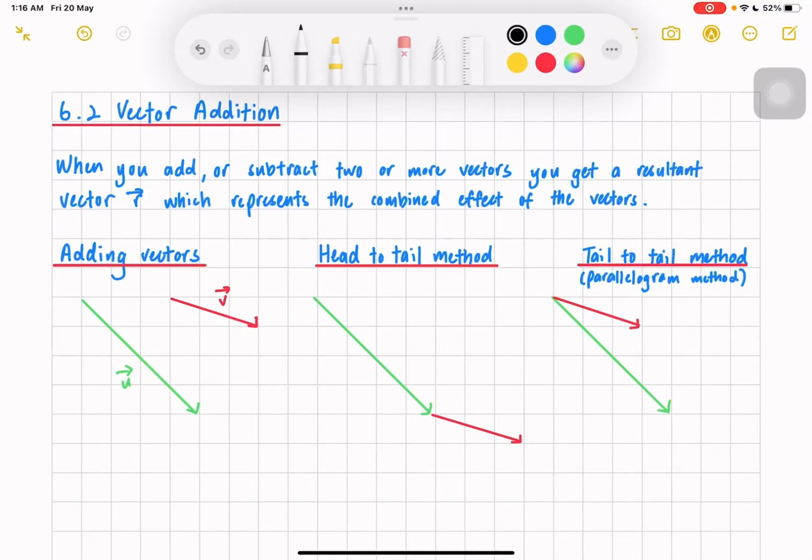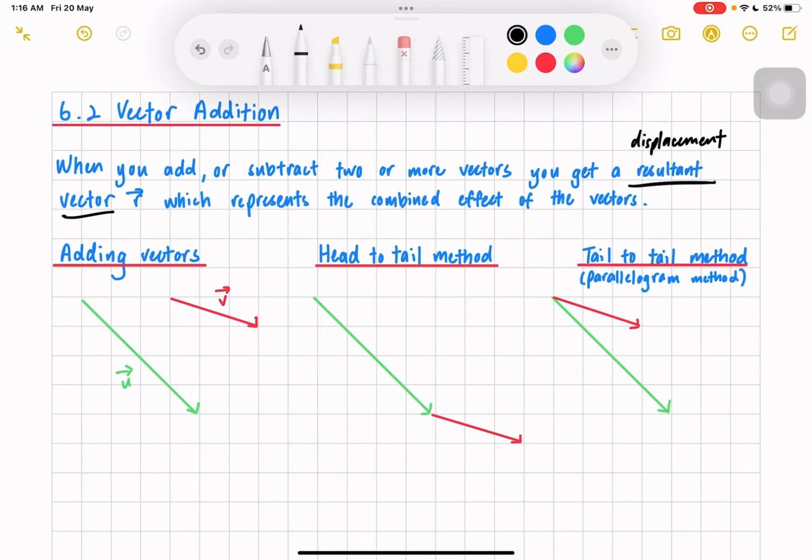6.2 Vector Addition. In this subtopic, we're going to learn how to add or subtract vectors. When you add or subtract two or more vectors, you get a resultant vector, vector r, which represents the combined effort of the vectors. The resultant vector is just something like a displacement between the tail and the head of a vector. Now there are two ways that we can go about adding vectors.